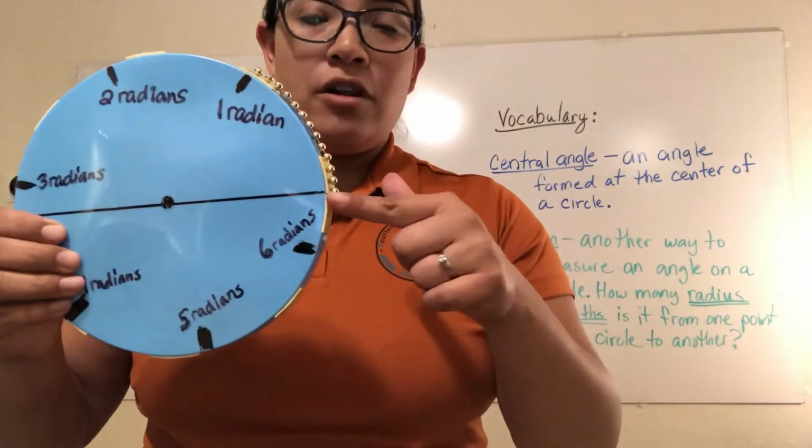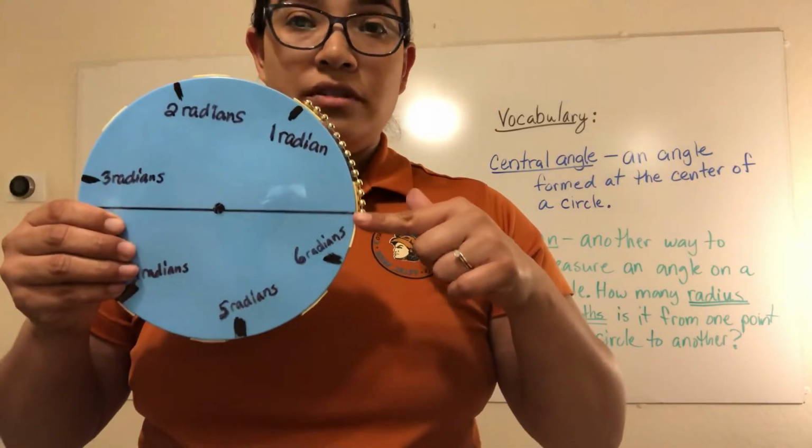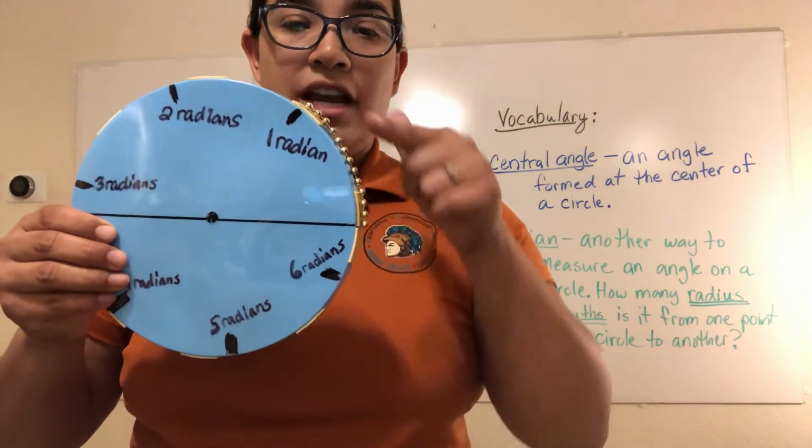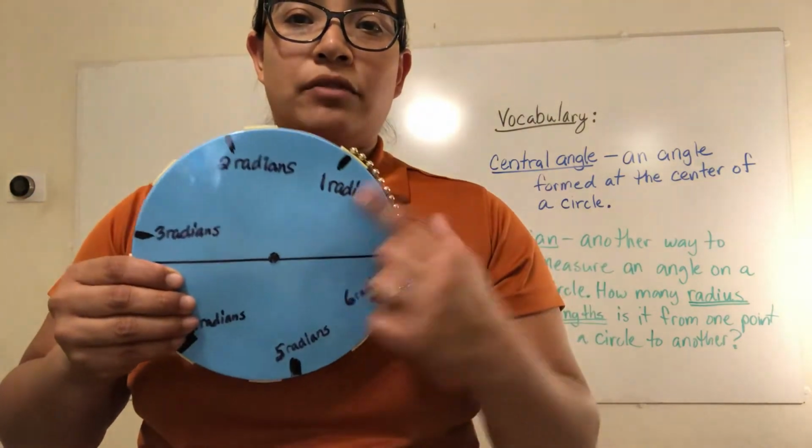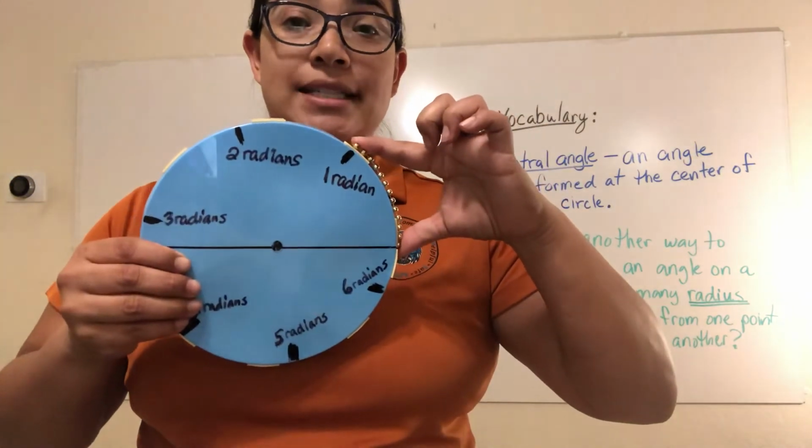So from 0, here's the very beginning, 0 degrees, right? And you can see that from here to here, this is 1 radius. Notice I've already marked it. That's 1 radian length right there. That's 1 radius. That's 1 distance, okay?